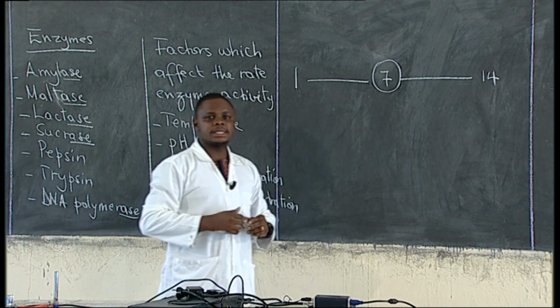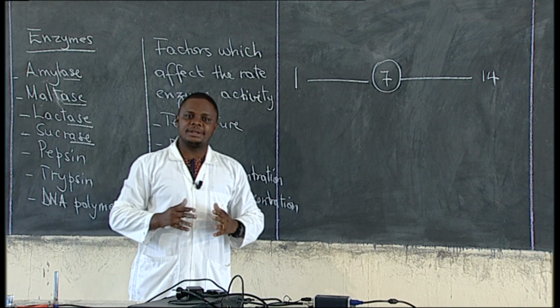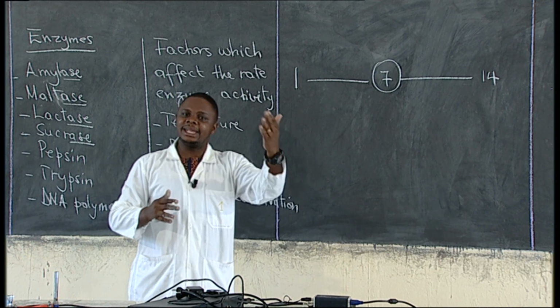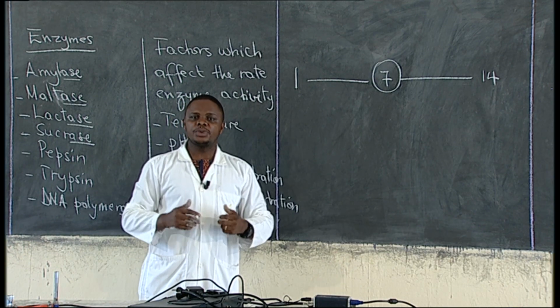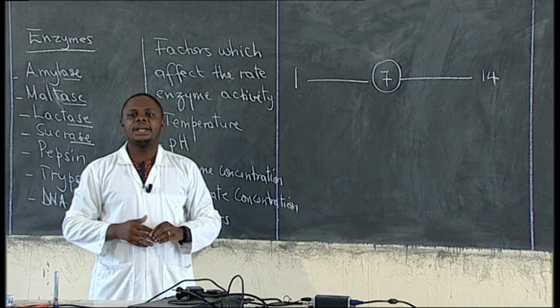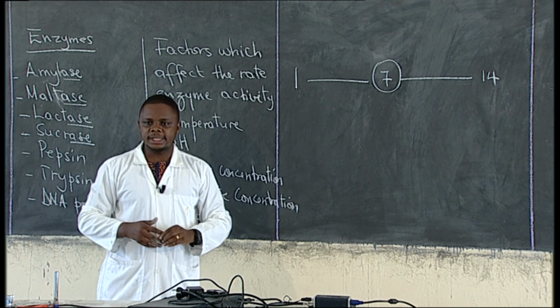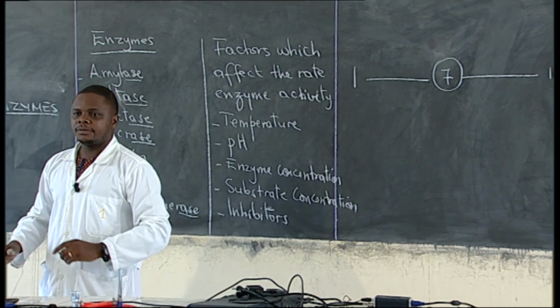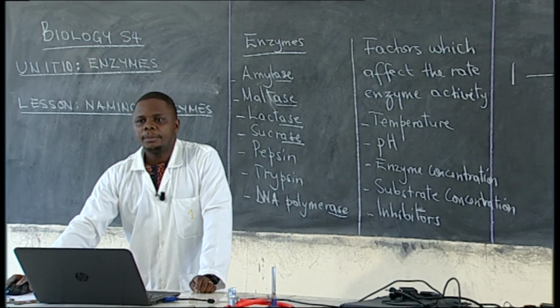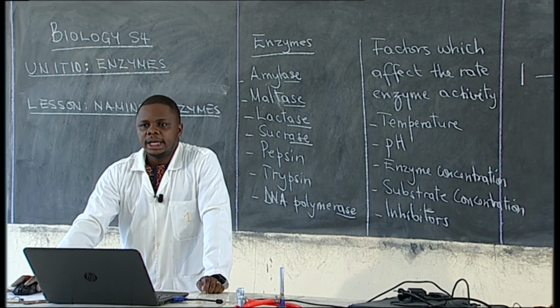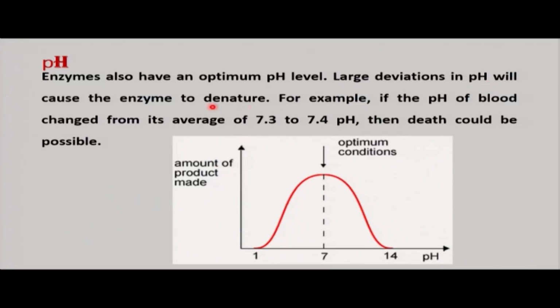So in that case, we have some enzymes which work well in acidic medium and others which work well in alkaline medium. Here they say enzymes also have an optimum pH level. A large deviation in pH will cause the enzyme to denature. That means the change in pH will also denature enzymes and they will not be able to catalyze the substrate.